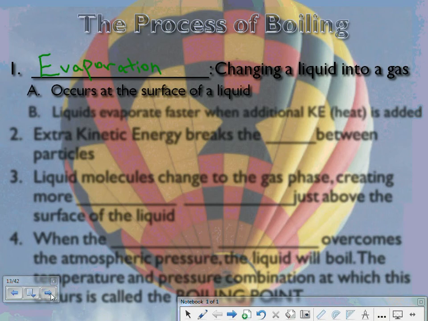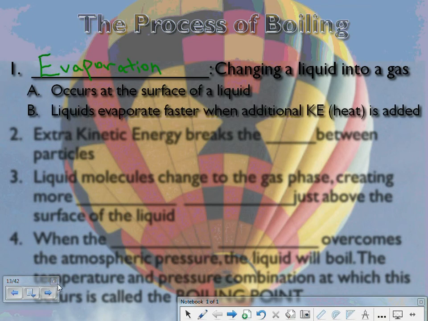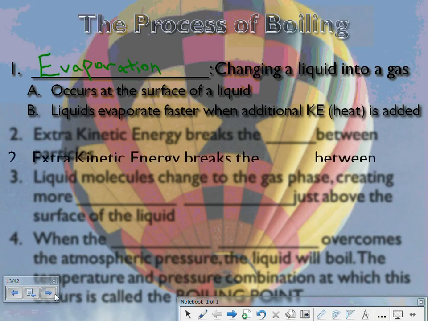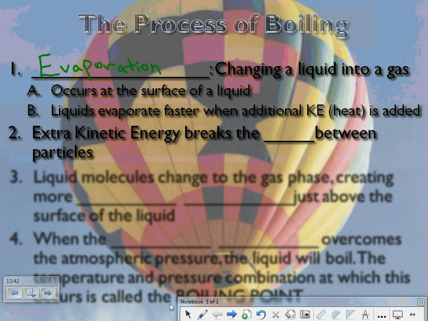So the evaporation occurs at the surface of the liquid. And liquids evaporate faster when we add more heat, because that increases the kinetic energy and they move faster and bump together more. But if we have enough kinetic energy, then we're going to break the IMFs.